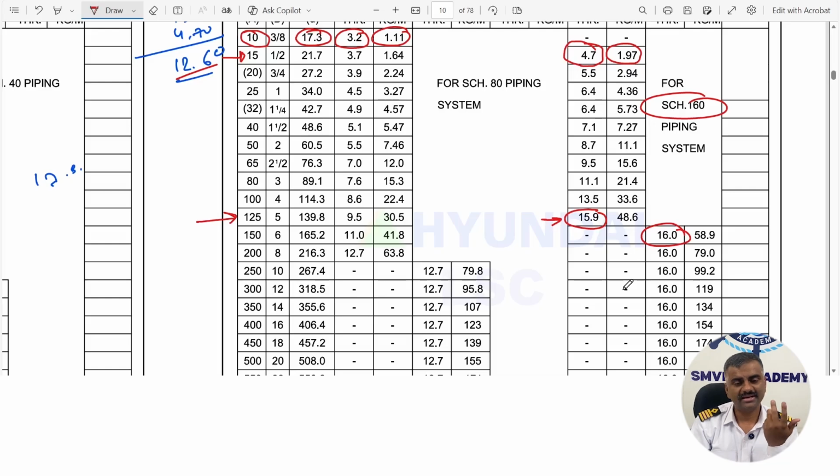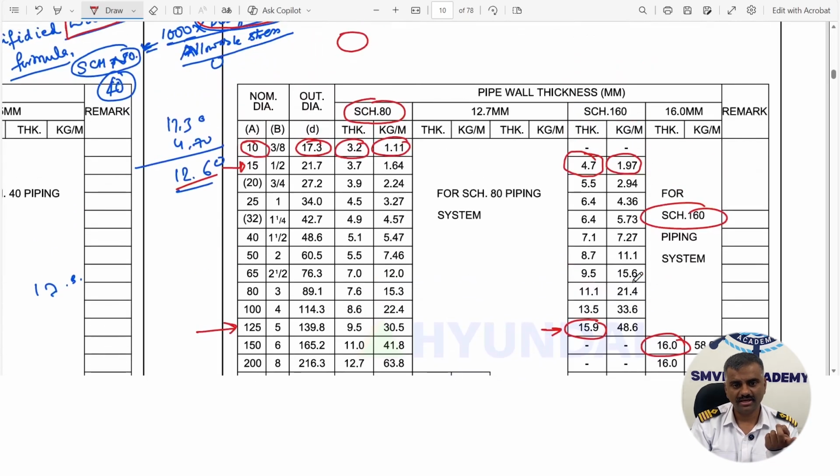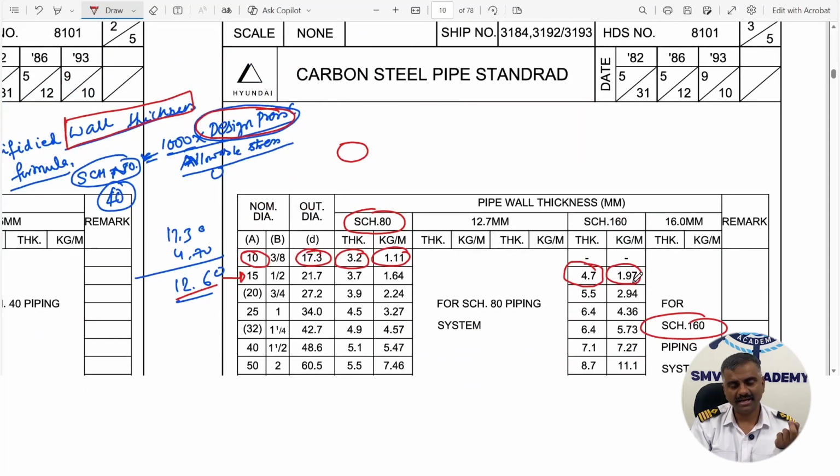In the next module we are going to study the stainless steel pipe standard. It is similar to carbon steel, but we will see what extra is mentioned there in the stainless steel pipe standard.